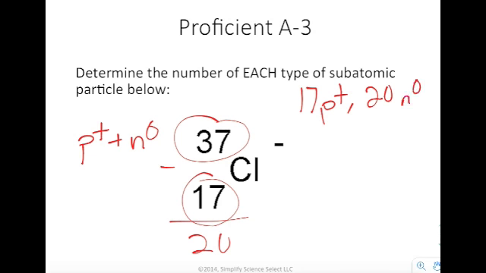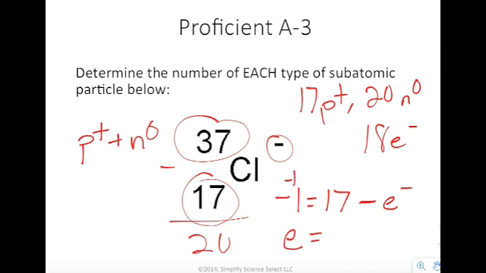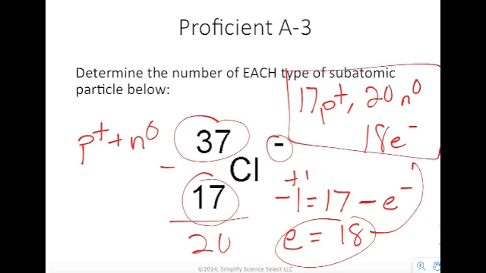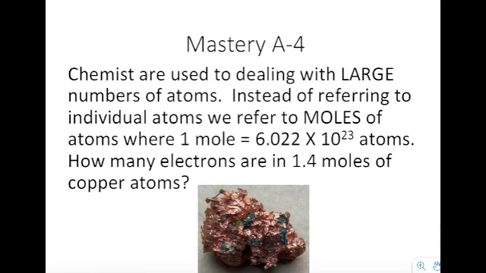Okay, once you've done that, now you can look at the electrons. You have a minus charge. That minus lets you know that there is one more electron than there are protons. Or you can look at it and say that there's 18 electrons. Another way of looking at it is you can say -1, the charge, is equal to the number of protons minus the number of electrons, and you can solve. Whenever you solve, you'd move the e to the other side, and then you'd add 1 to both sides, and you get e is 18. So you have 17 protons, 20 neutrons, and 18 electrons.